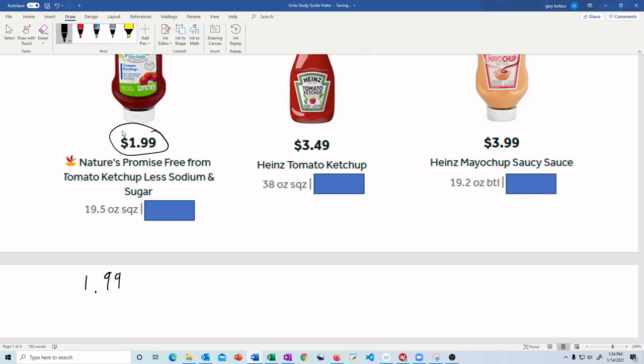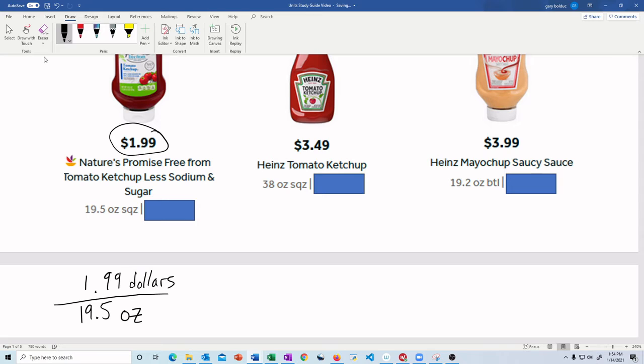$1.99. That's my price, and you can write a $ sign or write dollars. And we divide by the amount we have, 19.5 ounces. Okay? So we set this up, all right? And again, you can use a $ sign or the word dollars if you want. If it's confusing to you to have the units on the left here, then that's totally fine. That's no biggie. We can just get rid of that.